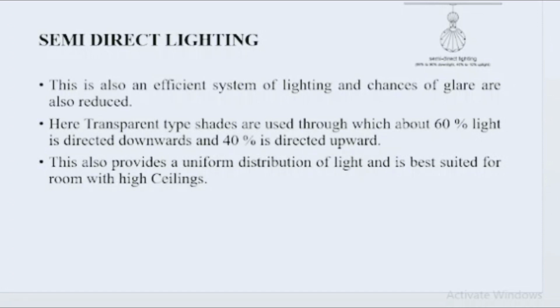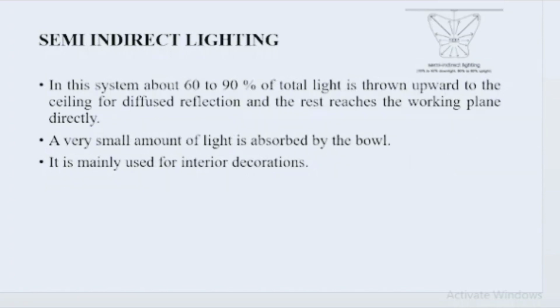Next one, semi-indirect. This is also the same way, but the light does not fall directly on the surface, it falls indirectly. It covers the ceiling with a percentage, like 60%, and 40% will be on the surface. So semi-direct is 60% downwards, 40% upwards. In semi-indirect, 60% upwards and 40% will be downwards. Only a very small amount of light is received on the surface.